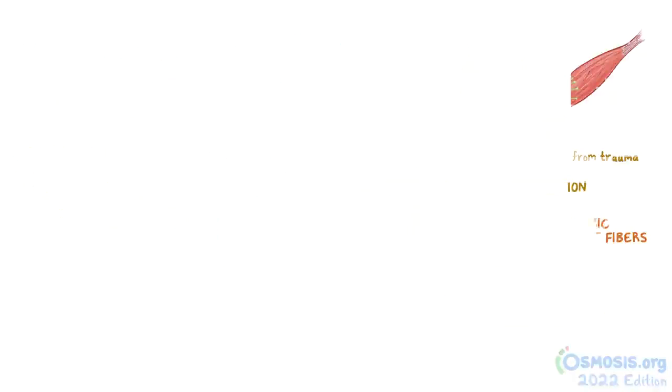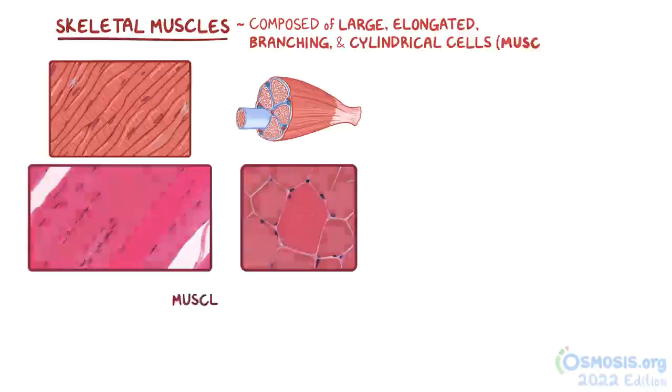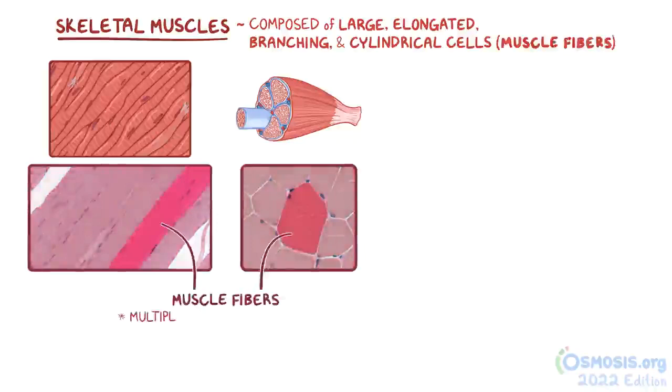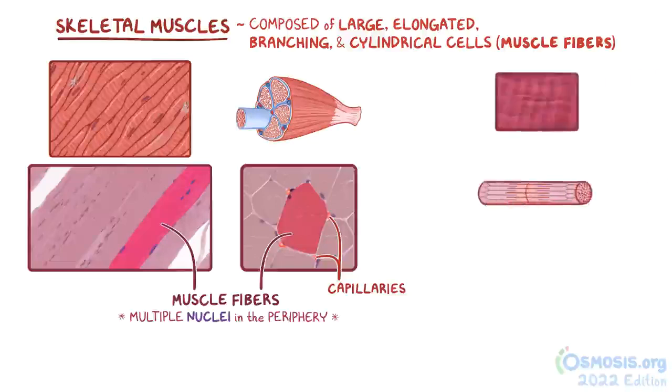All right, as a quick recap, skeletal muscles are composed of large, elongated, and cylindrical cells that are also called muscle fibers. Each fiber has multiple nuclei in the periphery, and the capillaries that supply the skeletal muscle are typically found at the corners of the muscle fibers. Within the muscle fibers are parallel myofilaments that are aligned with one another, creating perpendicular striations that can be seen under the microscope.